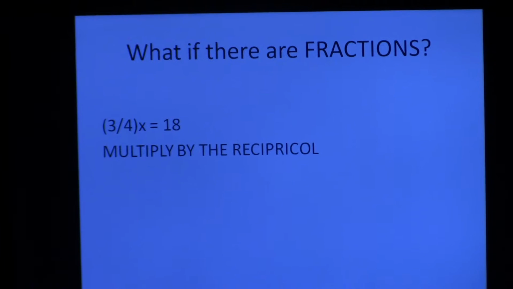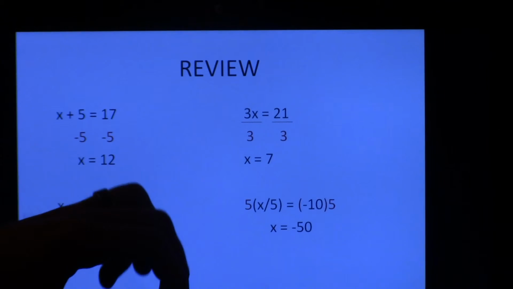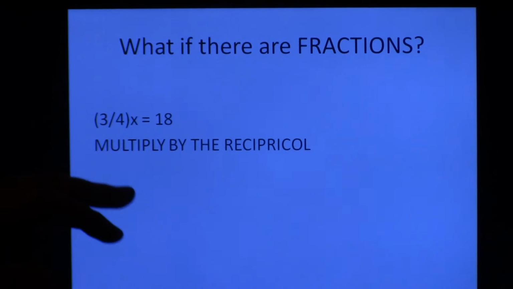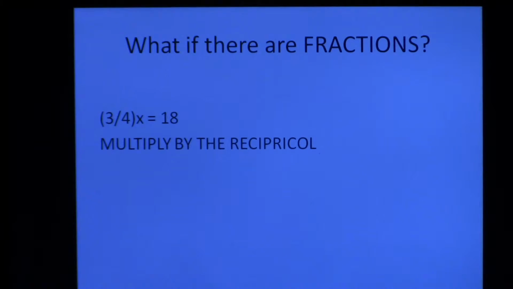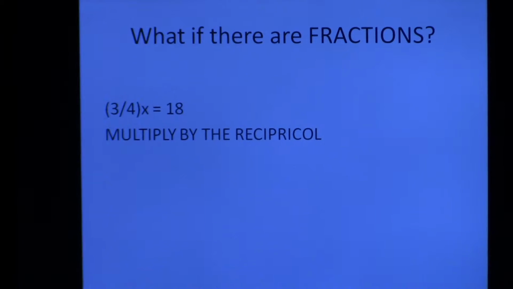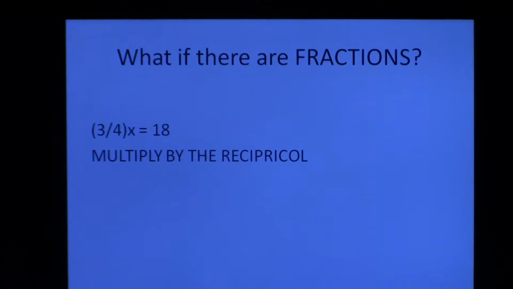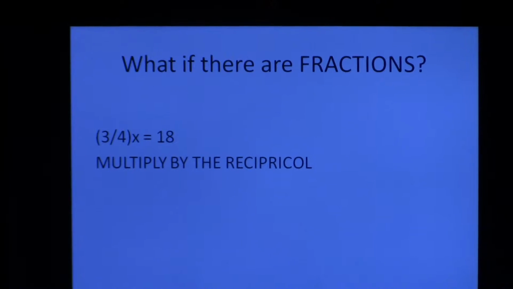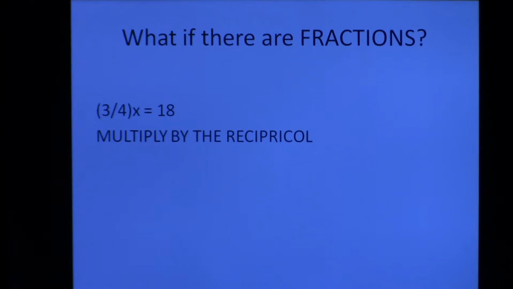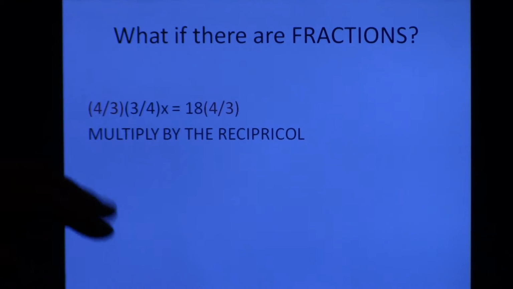But what if there's more complicated fractions? There we just had an x over 5, which is pretty simple. You just multiply by the denominator. But what if it's a more complicated fraction, like a 3/4 x? In this problem we have 3/4 x equals 18. You might recall in previous lessons we talked about multiplying by the reciprocal, and the reciprocal is just the fraction flipped over. So instead of 3/4, the reciprocal is 4/3.